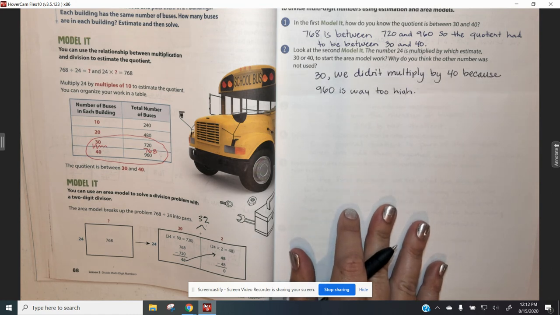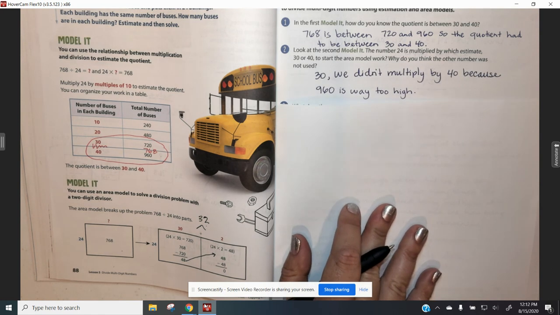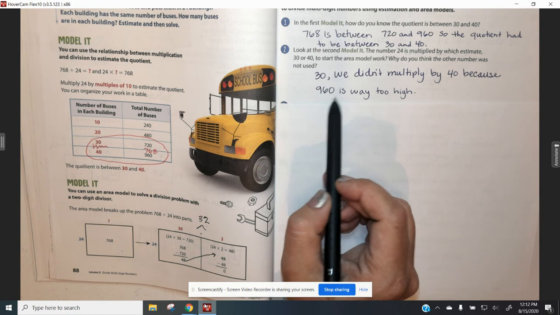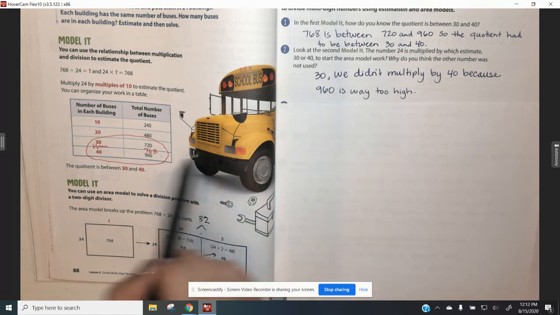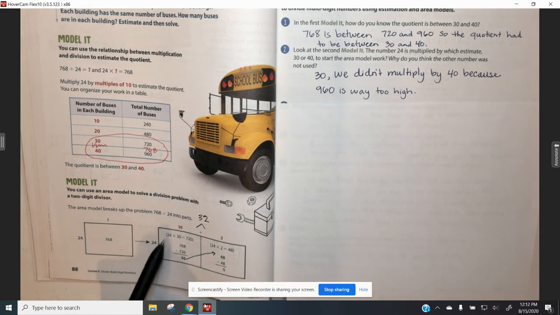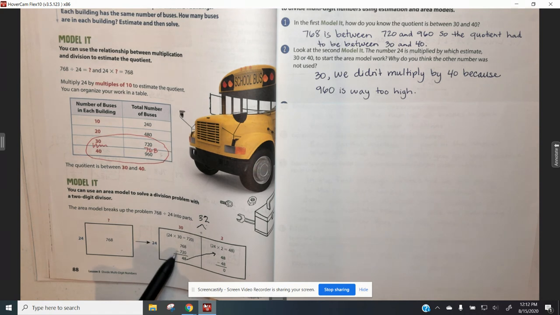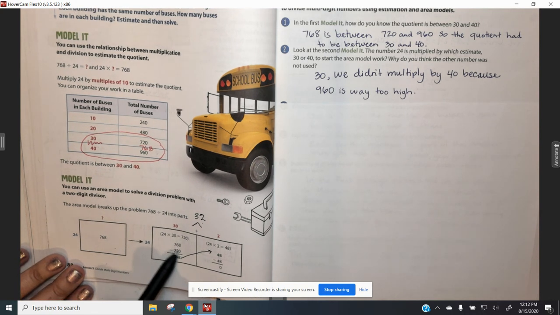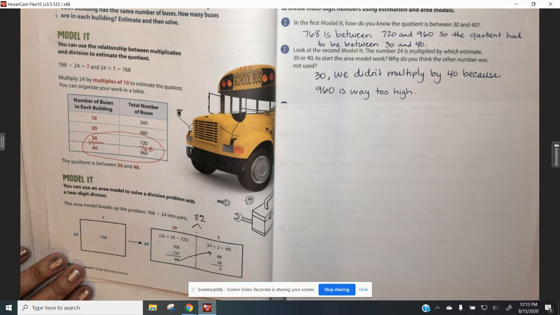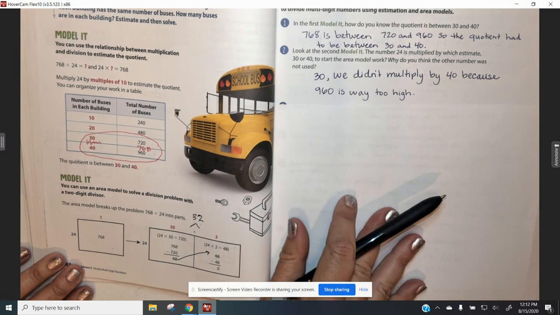Okay, we used 30 and we didn't multiply by 40 because 960 is way too high. If we had used 40, we couldn't do 768 minus 960 because 960 is bigger than 768. So that's why we needed to use 30.